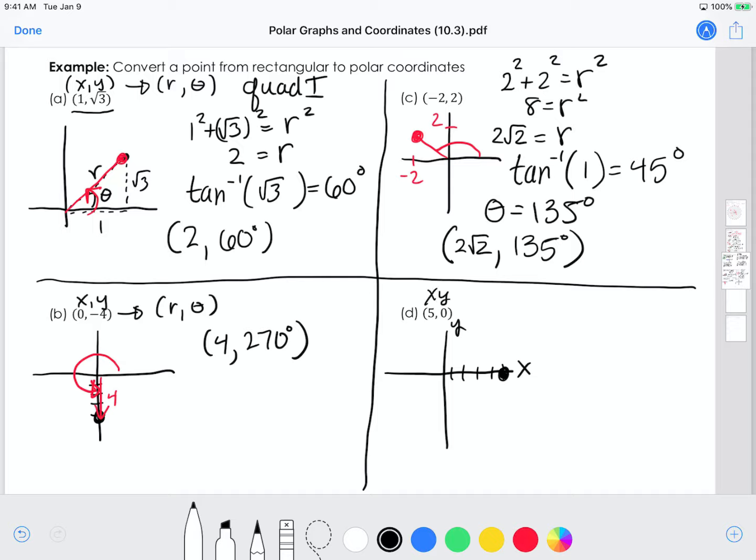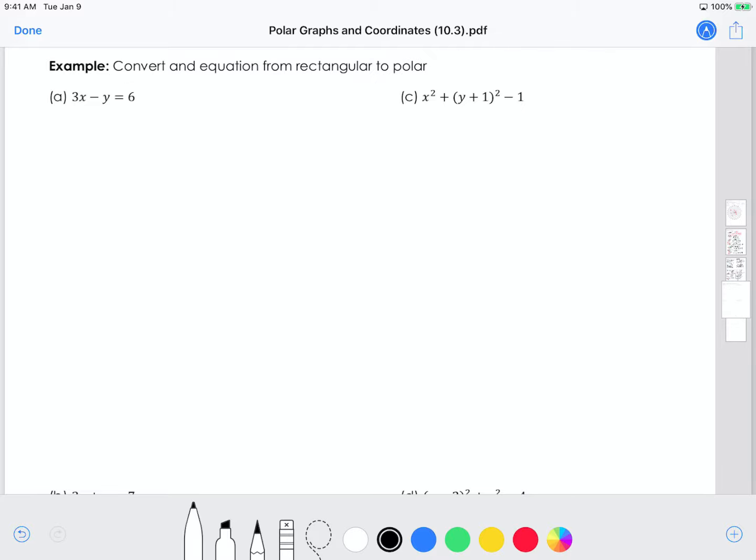So if this is my x and this is my y, my radius, when I change it to polar form, is going to be 5, and I'm not sweeping open at all. That would be 0 degrees. So now we're going to start practicing converting back and forth from rectangular form to polar form with equations. And then once we get comfortable with that, we're going to actually start plotting equations in polar form in the next section.